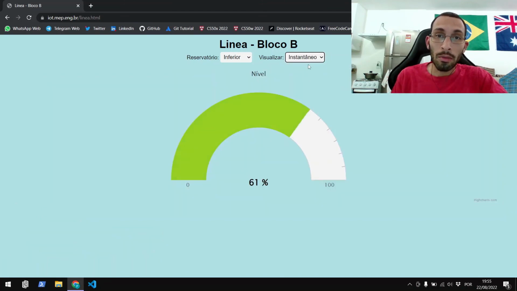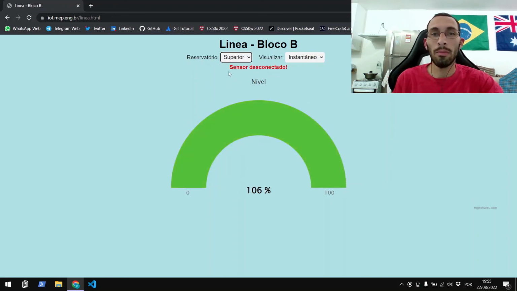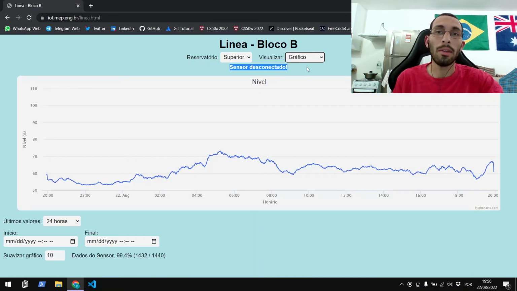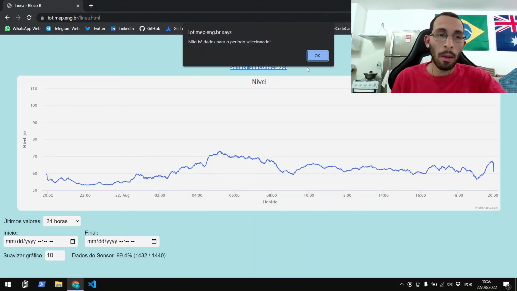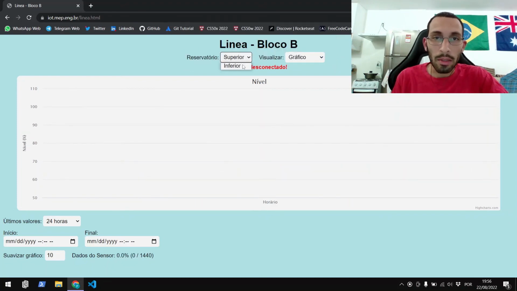And another feature we had here, as I said before, is that I can identify which ESP board is sending data. So in the case of one being disconnected from the system, as is the case with this one, it shows a message saying it is disconnected, and then we would have to go there and check why that is happening and how we can solve it. Here it also shows that it doesn't have any data from the last 24 hours since it's disconnected.